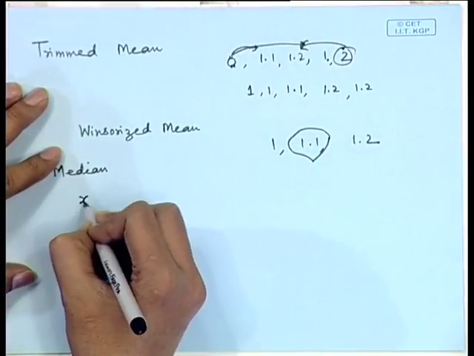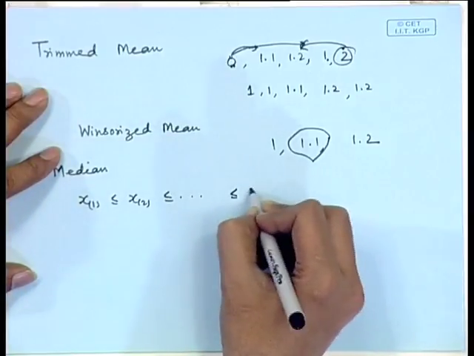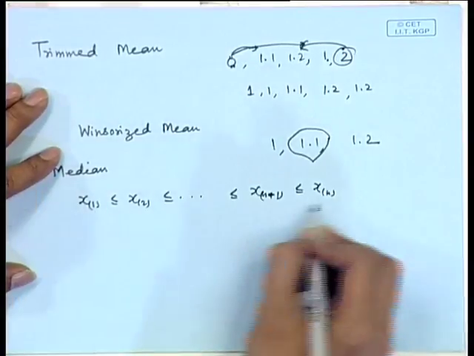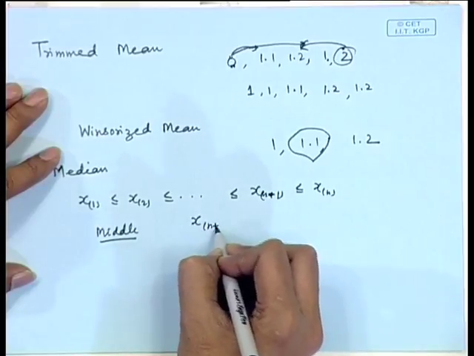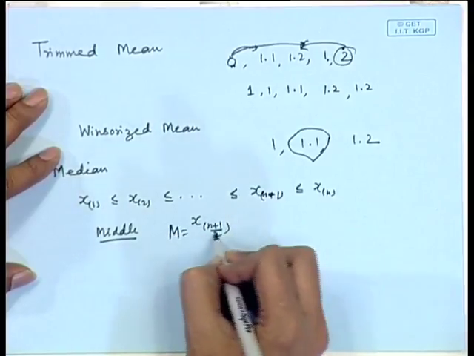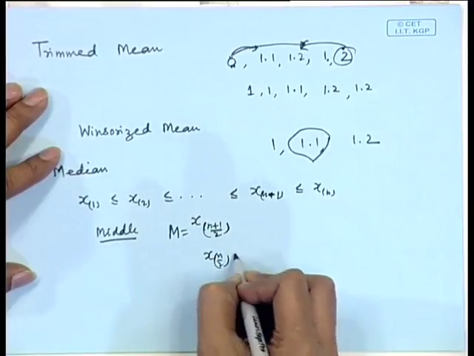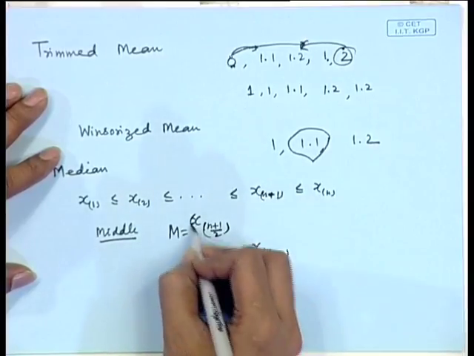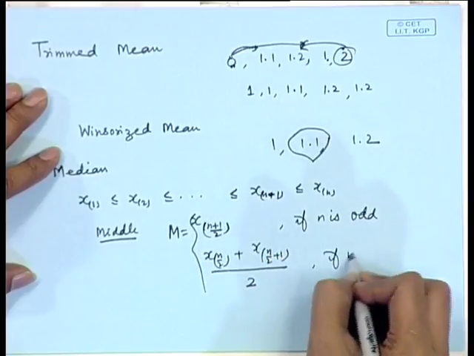So, what we do, we can order the values x 1 less than or equal to x 2 less than or equal to, say, x n minus 1 less than or equal to x n. Any sample of n values, you order them and look at the middle. That means, if n is odd, it will be the x (n plus 1) by 2 value, or if n is even, it will be x n by 2 plus x n by 2 plus 1 value divided by 2.